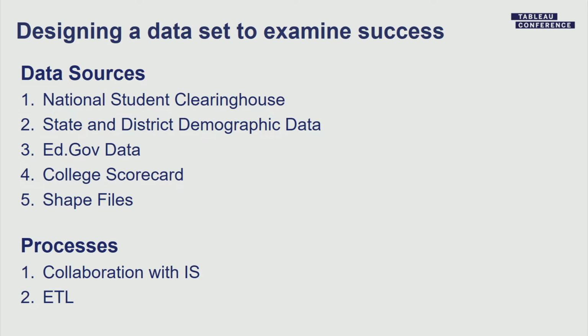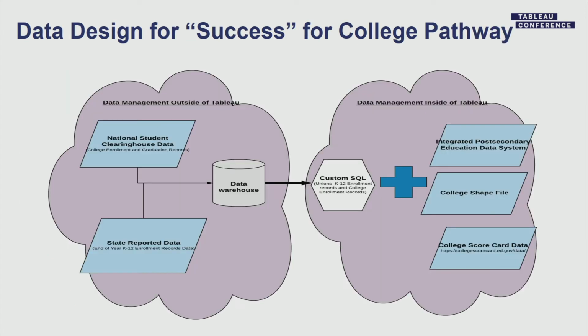So when we look at this data, and the kids that go on to college, it's not just our graduates. We might have some completers, GED students, who actually go on to college. So the process was just really some collaboration with what we call IS, but they're our IT guys, to move our National Student Clearinghouse data into our data warehouse. And then some of our state and district demographic data was already there. And then we have a fun ETL process, and here it is.